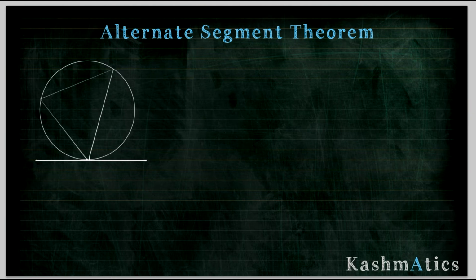What the alternate segment theorem says is that this angle over here is the same as this angle here, and also this angle over here is the same as this angle over here.